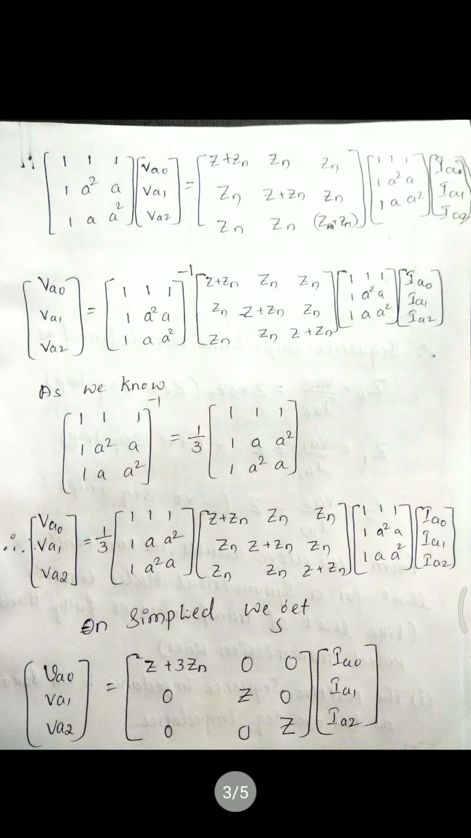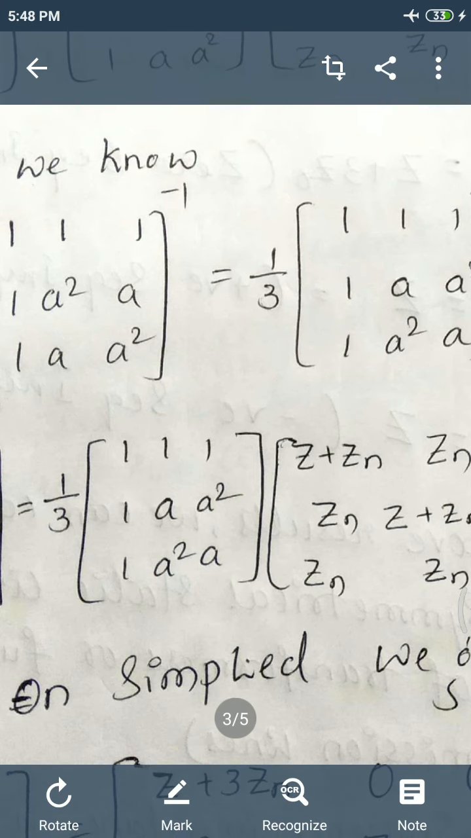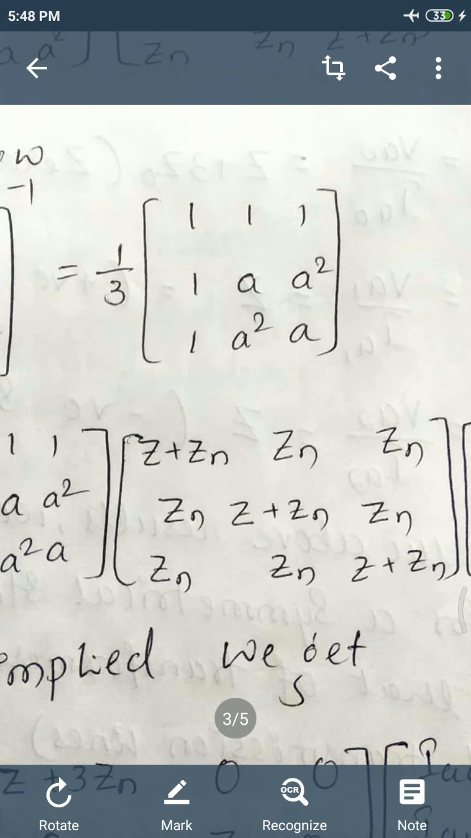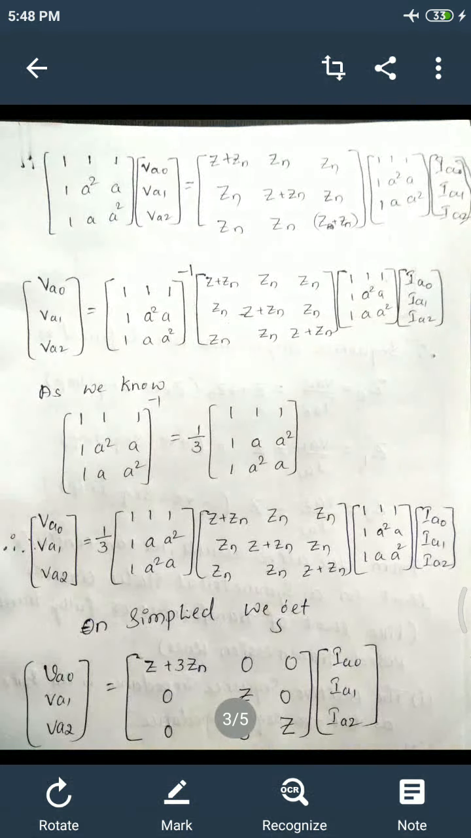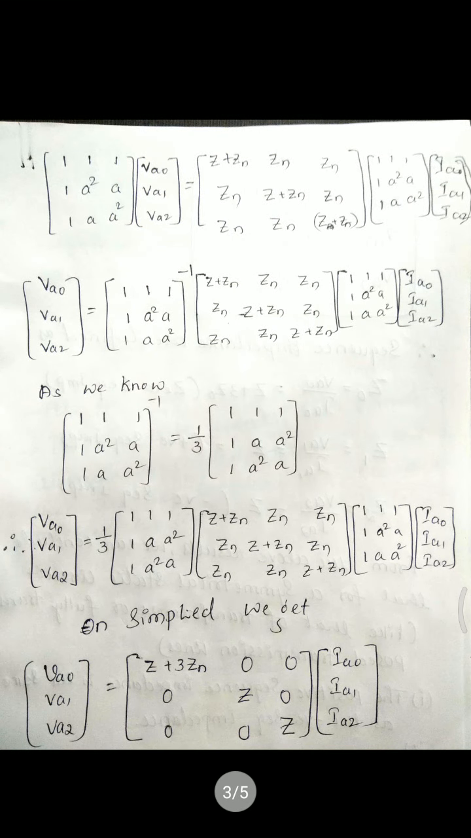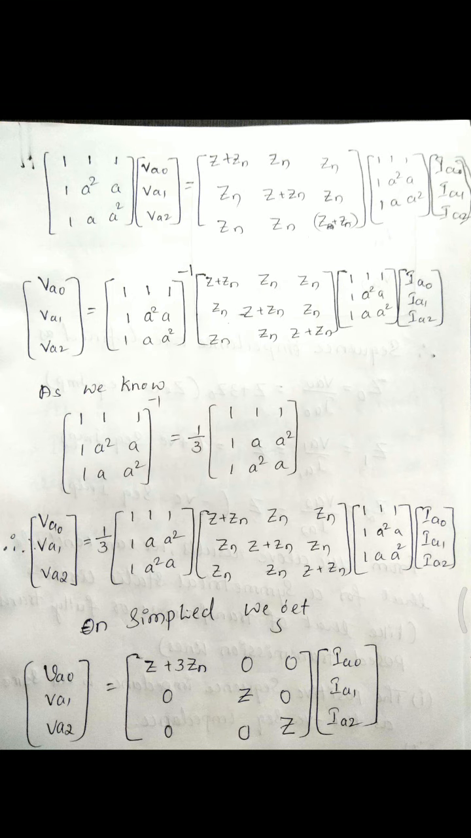On simplifying these equations, the entire multiplication of the matrix 1, 1, 1; 1, A square, A; 1, A, A square into the Z plus Zn matrix, and this matrix along with 1, 1, 1; 1, A square, A; 1, A, A square. If you multiply all three matrices, you get Z plus 3Zn, 0, 0 in the first row, 0, Z, 0 in the second row, and 0, 0, Z in the third row. How to get this, I have solved already, and I'm going to upload it as a PDF along with this video.